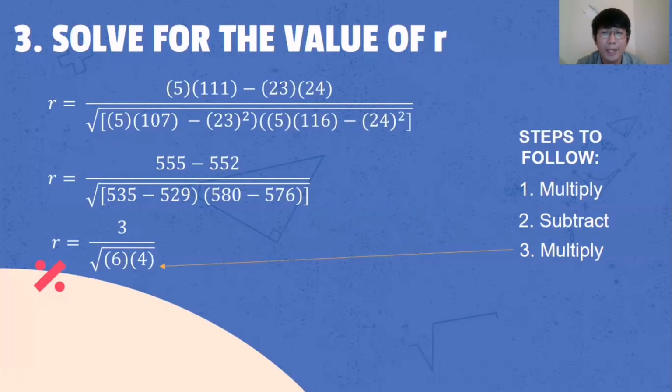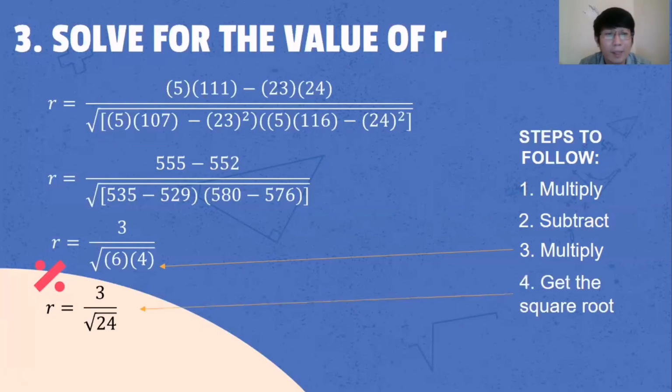Next step, number 3, multiply. 6 times 4, 24. Very good. The next step is multiply the denominator. 6 times 4, 24. After you multiply, you get the square root of 24. What is the square root of 24? That is 4.898979. I tried to use 6 decimal places so that we arrive at an answer that is close to what you would get if you solve this directly on a calculator.